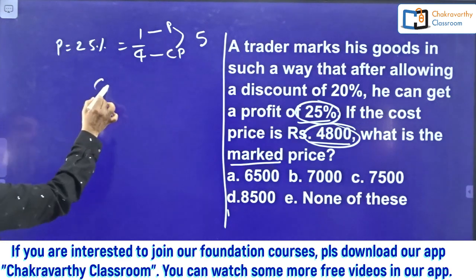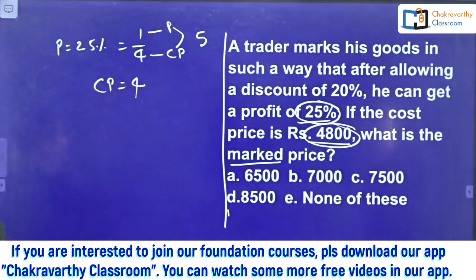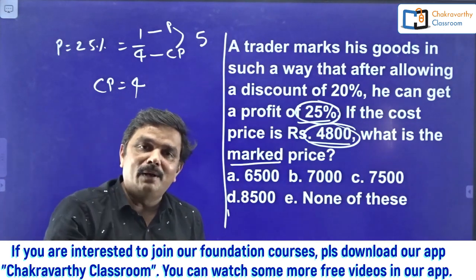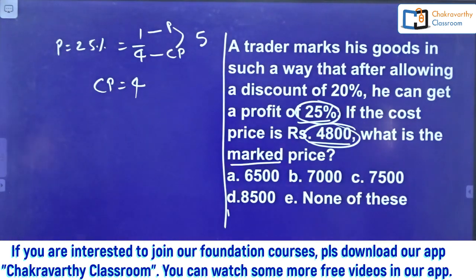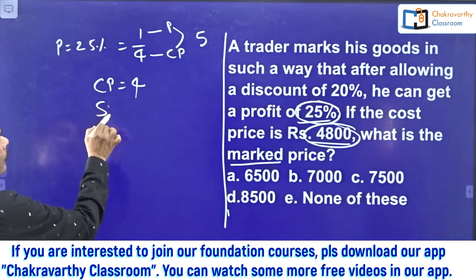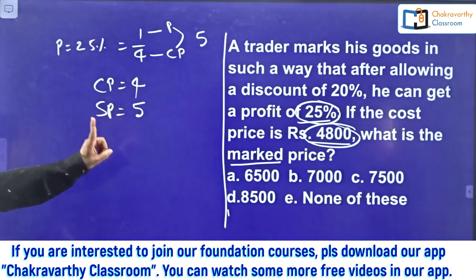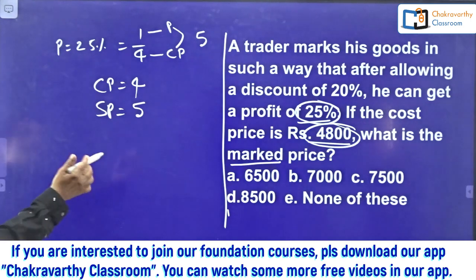Now here, cost price I am taking as 4. It does not mean that you have to take it as 4. You can take it 100 also, 500 also, depending upon your convenience. I am taking cost price 4. Correspondingly, the selling price is 5 because 25% is the profit. Now, go for the discount.